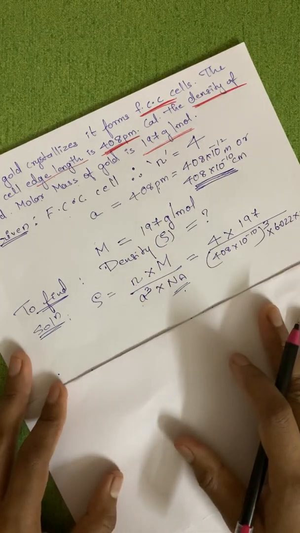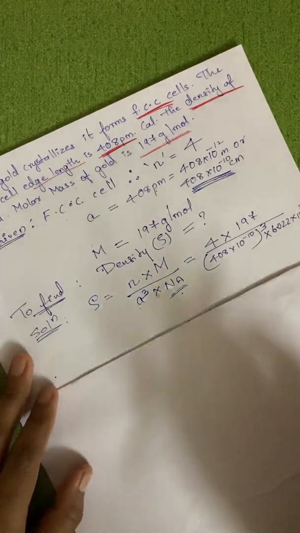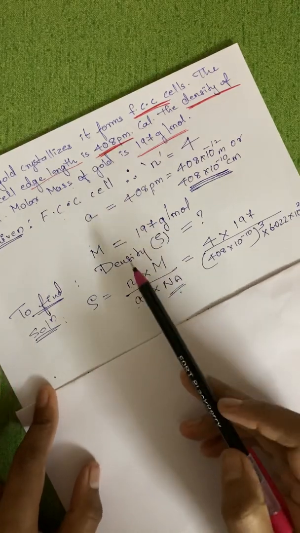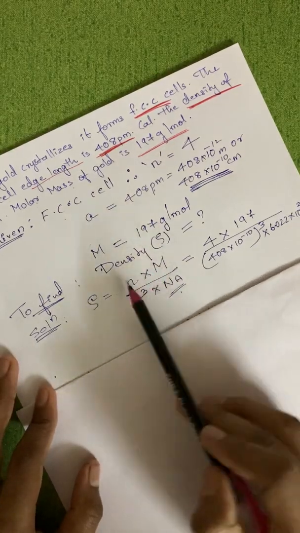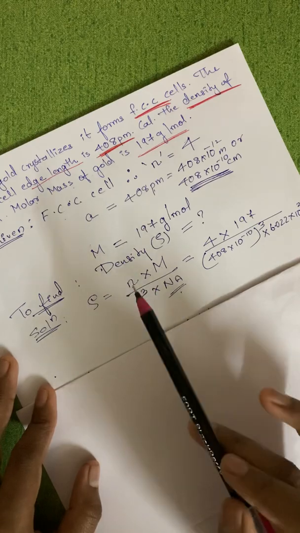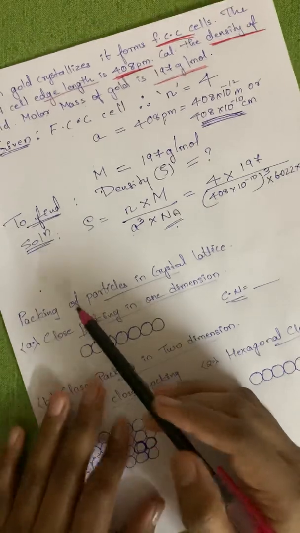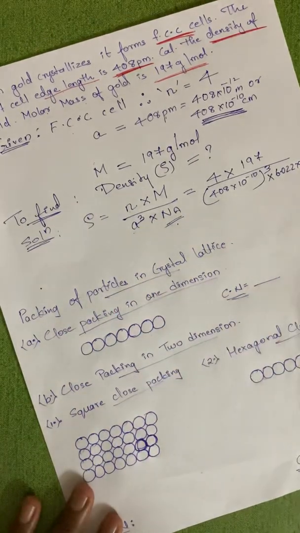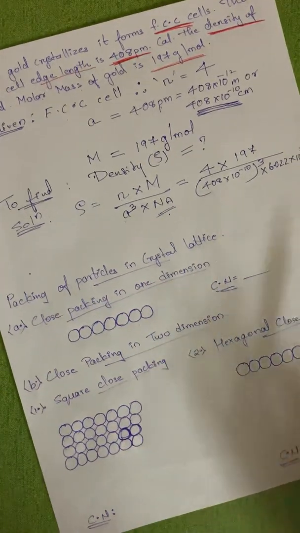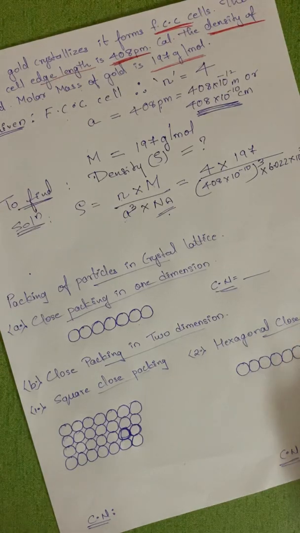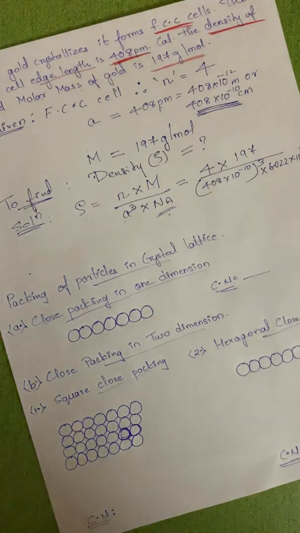Fine. So next, we'll do sums based on this once the college has started. Now the next thing we'll be seeing is packing of particles in a crystal lattice. Now till now we have seen the unit cell. Unit cell means a single basic unit, the basic repeating unit of a crystalline solid.